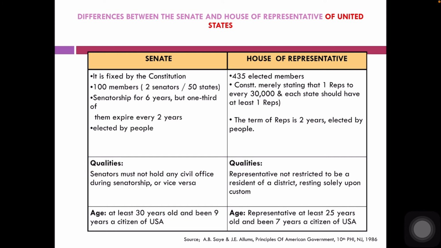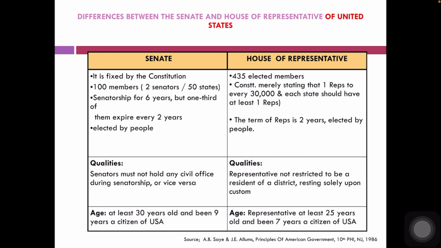So, kita nak tengok untuk United States of America pula, Senate ataupun dia punya Dewan Negara, House of Representative dia, Dewan Rakyat lah, sama macam kita. So, kita akan tengok dulu untuk Senate dekat United States of America. So, it is fixed by the Constitution. So, there are 100 members. So, for setiap satu state ada 2 senator. So, the senatorship for 6 years, but 1/3 of them expired every 2 years. So, this senator is being elected by the people.